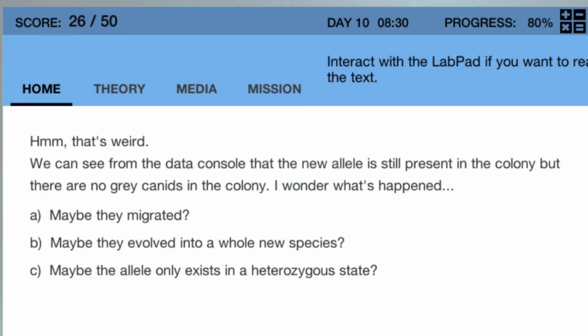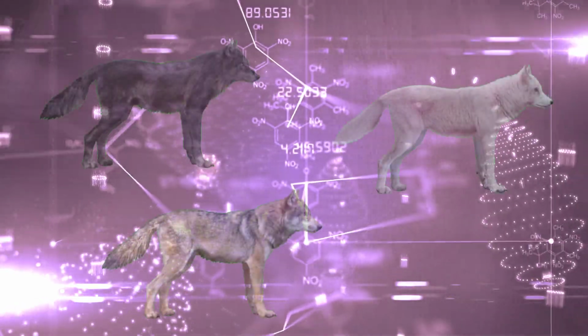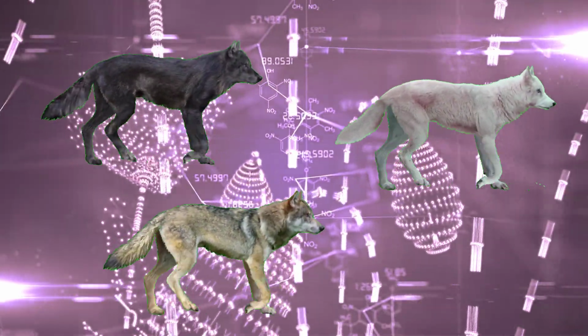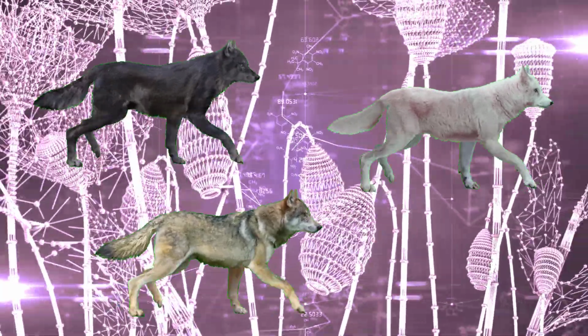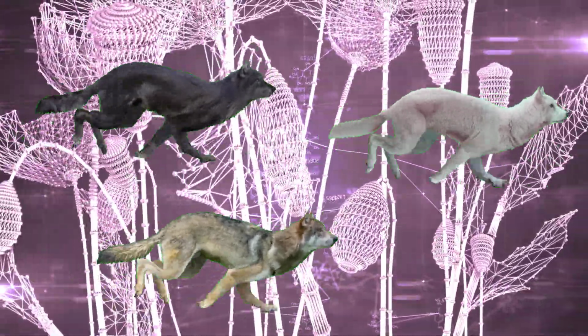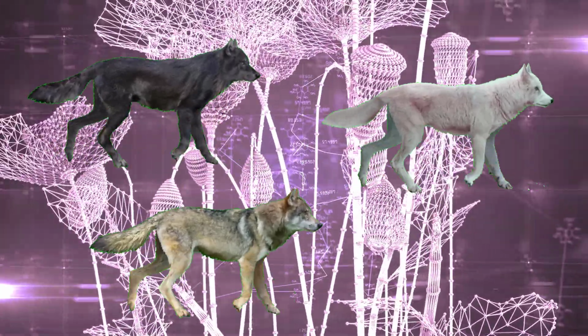That's weird. We can see from the data console that the new allele is still present in the colony, but there are no gray canids in the colony. I wonder what's happened. Nice thinking. If the gene is following Hardy-Weinberg distribution, we would expect more heterozygotes than homozygous grays, but some grays should still be present. Our data shows at least one gray is still around.